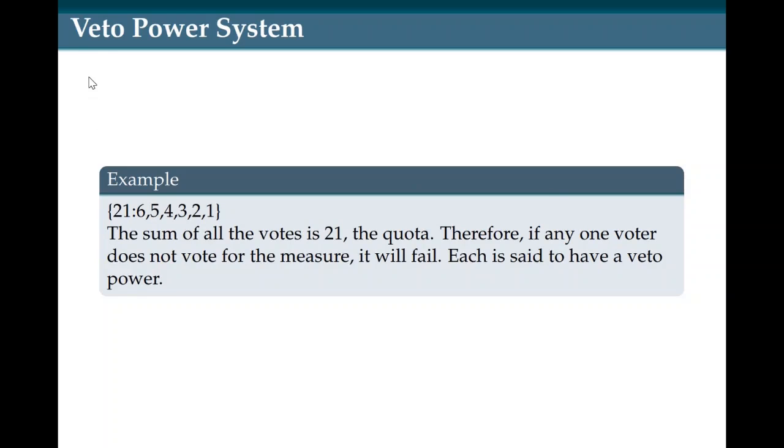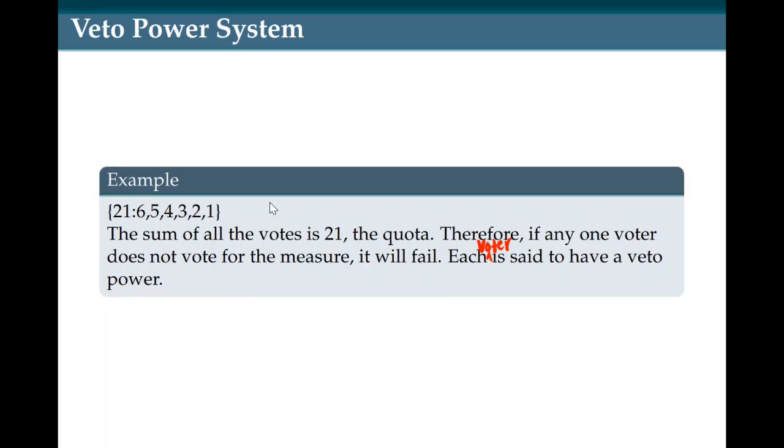The last voting system that we have is the veto power system. Considering the weighted voting system here, the sum of all the votes is 21, which is the quota. Therefore, if any one voter does not vote for the measure, it will fail. Each voter is said to have a veto power. This means that even the voter with one vote can veto a measure.